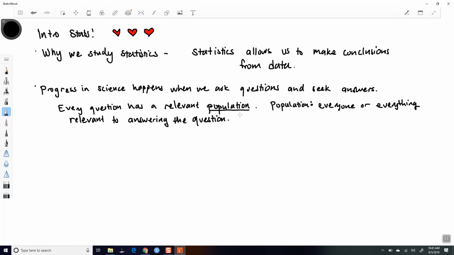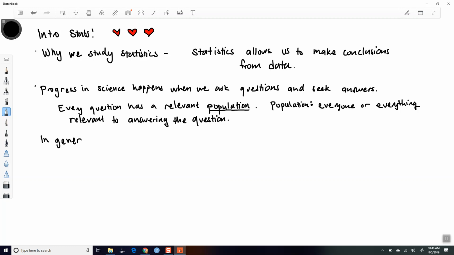So if the question is, is this drug useful in fighting lung cancer, then the population would be everyone that has lung cancer, okay? Because we're not interested if the drug is helpful on healthy people, okay? We only want to know if it's helpful on people who are currently suffering from lung cancer. So that's what we've got, all right?